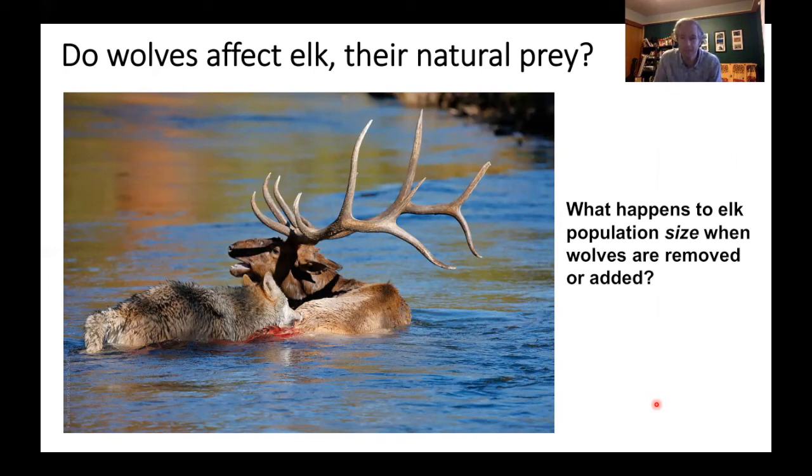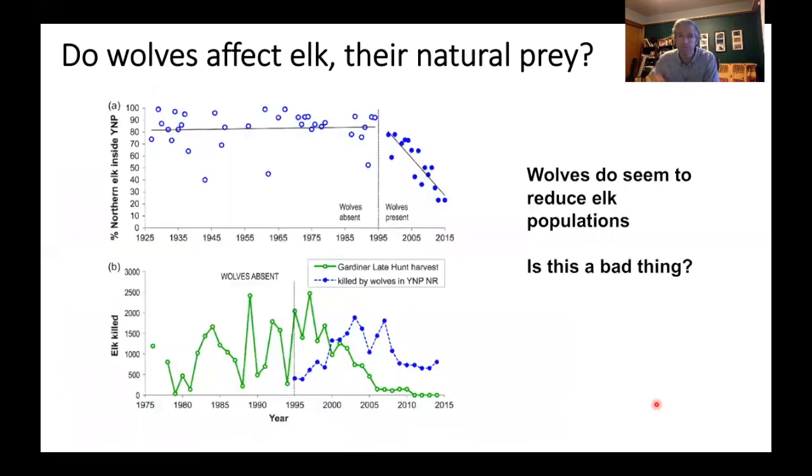So what happens to elk population size when wolves are removed or added? We now have this wonderful natural experiment. We had no wolves in Yellowstone for a very long time, since about the beginning of the 20th century, so 1910 is when they were eradicated from Yellowstone. We then had no wolves for about 90 years, but then we reintroduced them in the 90s, which means we can see what actually happens to elk populations and other species when you add wolves.